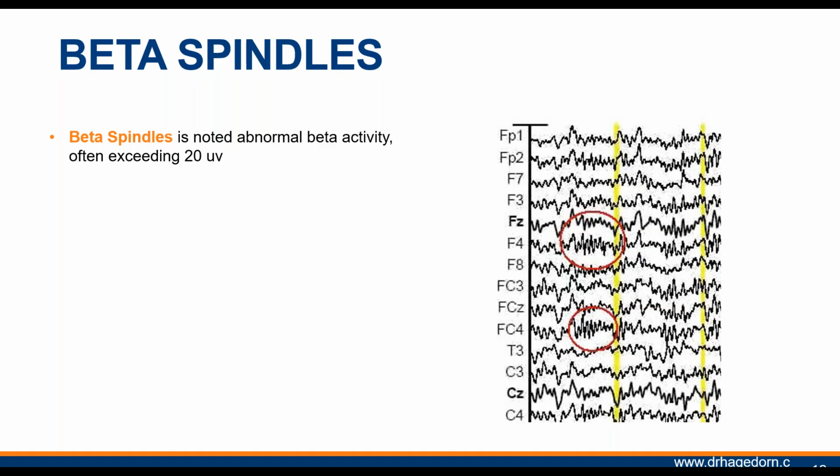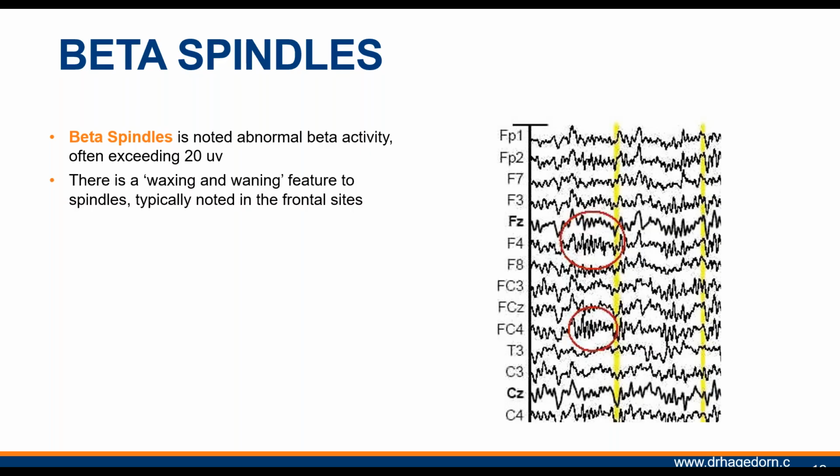So here we're talking about raw EEG. Our beta spindles are basically abnormal beta activity that usually exceeds 20 microvolts. Essentially, you're looking for a really densely packed squiggly line group, and I've circled them in red here. That's the simplest way to describe it. You're looking for beta activity, so you know it's going to be lots of squiggles in a row, and spindles are really grouped together. And it's worth noting that there's a waxing and waning feature to these spindles.